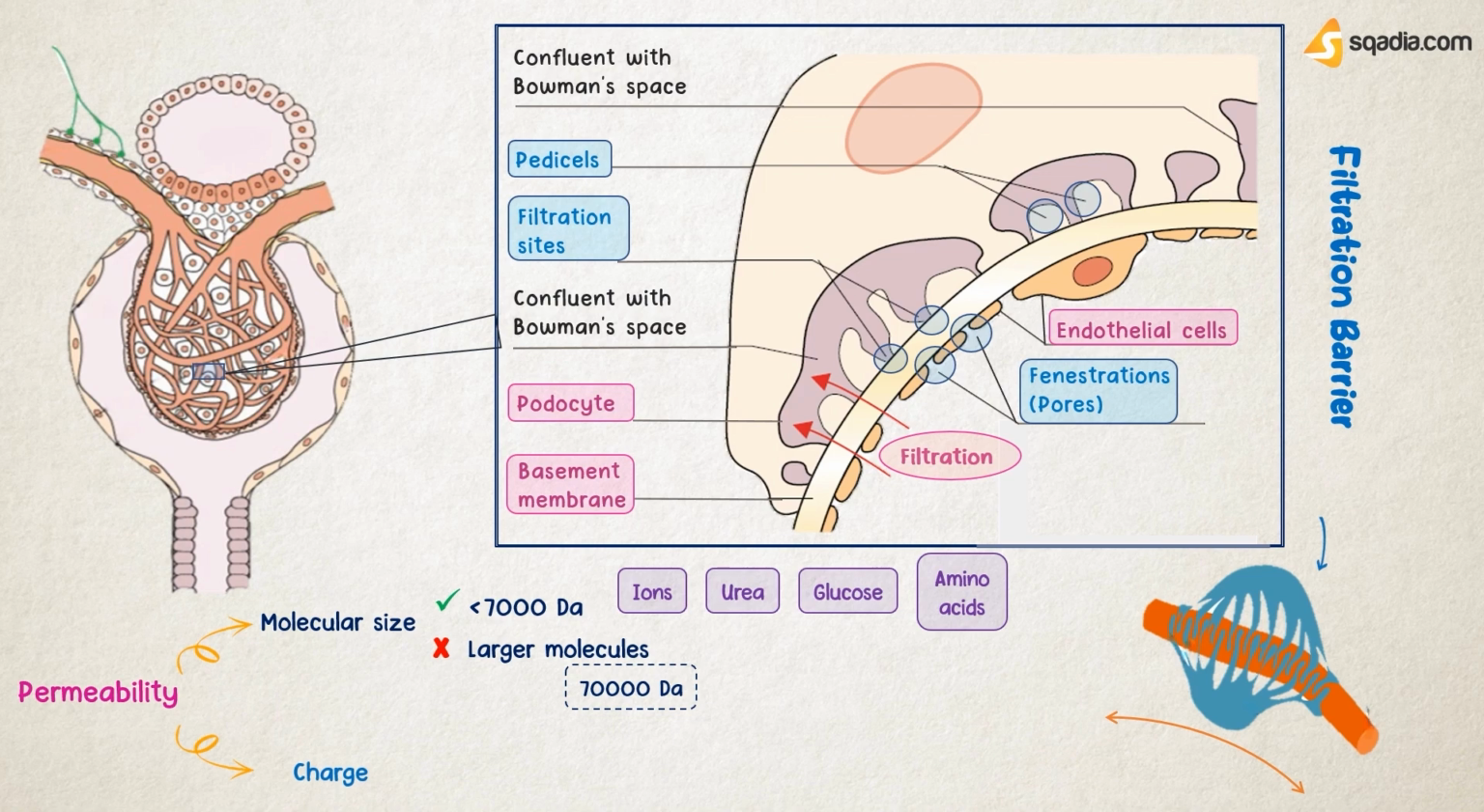The permeability is also dependent on the electrical charges on the molecules, because they also play an important role in affecting the rate of filtration. Negatively charged molecules are further restricted because they will be repelled by the negative charges in the filtration barrier. So albumin, which has a molecular weight of around 69,000 daltons and is also negatively charged, is filtered only in minute quantities. That means that the glomerular filtrate is almost protein-free and free of any cellular components like blood cells, but otherwise it has an identical composition to the plasma.